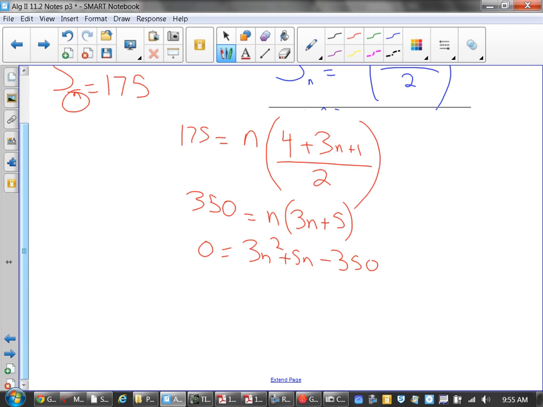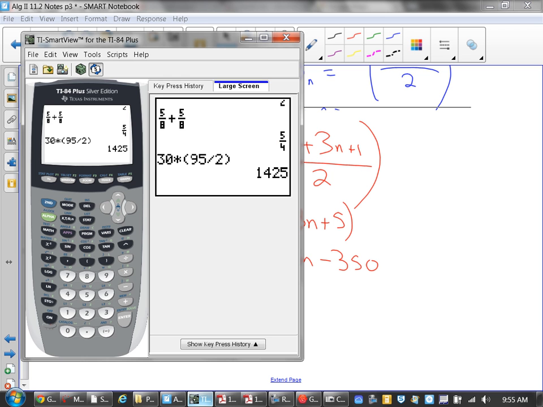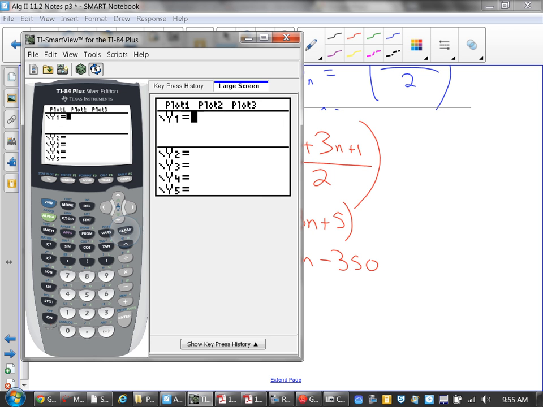Now let me ask you this. Is there an easier way? Probably. What I'd like you guys to do is take out your calculator, and I want to show you. Let's go to your y equals thing. Y equals real quick. I'd like you to put in that equation.